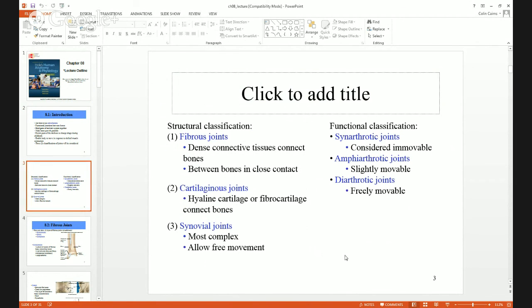Structural classification. We can have fibrous joints, which are just dense connective tissues connecting bones. The bones are in close contact. Cartilaginous joints. Hyaline cartilage or fibrocartilage connects bones. Synovial joints. They're the most complex and they allow for free movement. There's also functional classification of joints. They can be synarthrotic, which are considered immovable. They can be amphiarthrotic. They can be slightly movable. Or they can be diarthrotic. They can be freely movable.